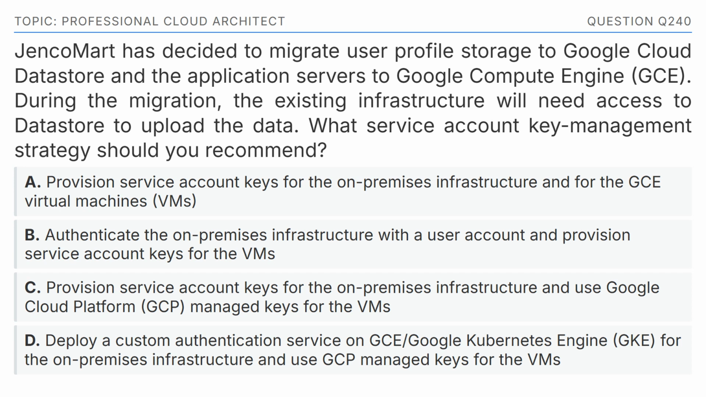Option B, authenticate the on-premises infrastructure with a user account and provision service account keys for the VMs. Option C, provision service account keys for the on-premises infrastructure and use Google Cloud Platform, GCP, managed keys for the VMs. Option D, deploy a custom authentication service on GCE/Google Kubernetes Engine, GKE, for the on-premises infrastructure and use GCP managed keys for the VMs.